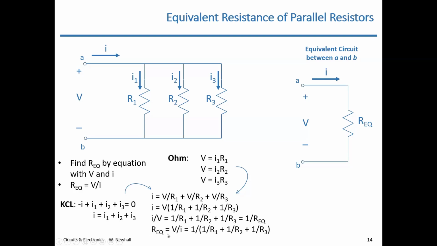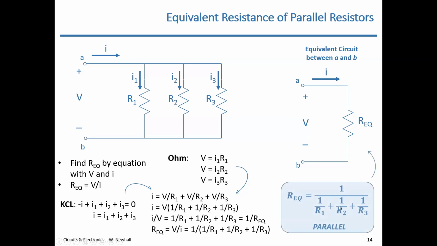So REQ is equal to V over I, which is equal to 1 over the sum of the reciprocals of resistances. Okay, if I write that a little more cleanly, here it is. REQ is 1 over the sum of the reciprocals of the resistances. Okay, that's it. That's how you can calculate REQ for parallel resistors, and that's how that is derived.